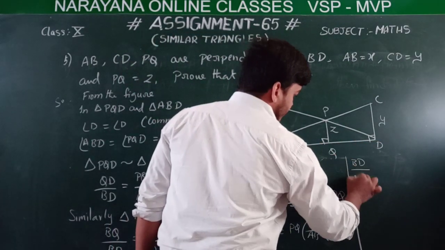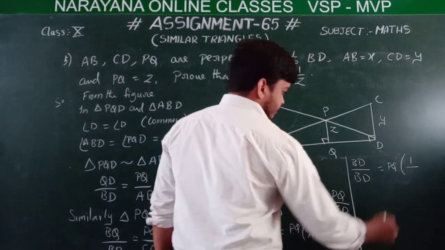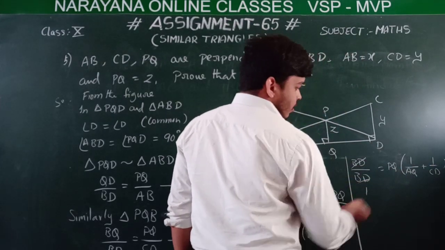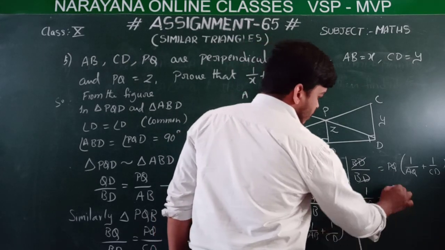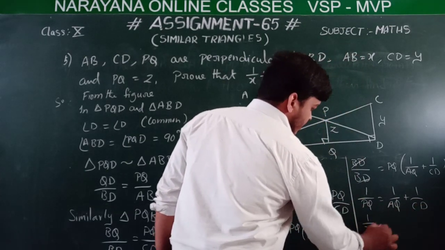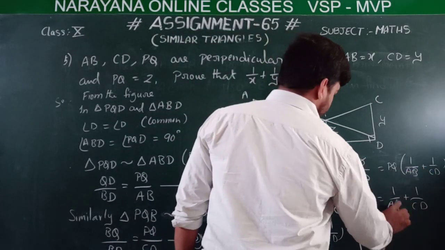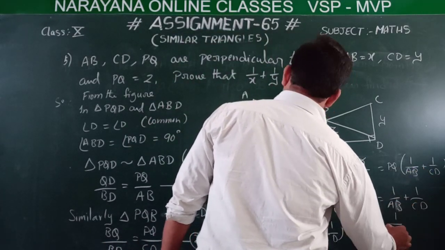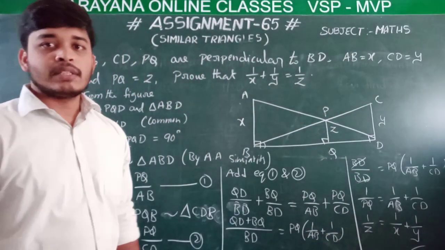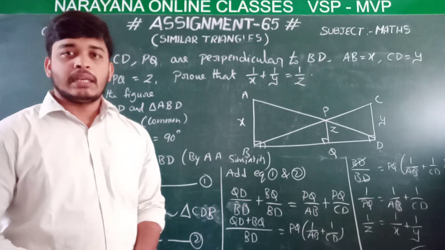So BD by BD is equal to PQ into 1 by AB plus 1 by CD. Here these two are cancelled. Taking PQ to the left hand side, 1 by PQ is equal to 1 by AB plus 1 by CD. So 1 by PQ is 1 by z, 1 by AB, AB is x, plus 1 by y. So what is being asked? 1 by z is equal to 1 by x plus 1 by y. Hence proved. So thank you students.